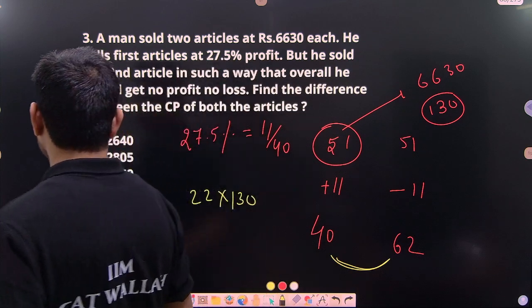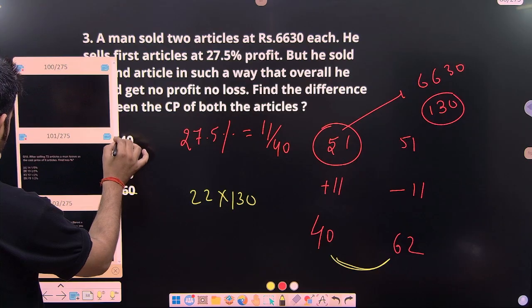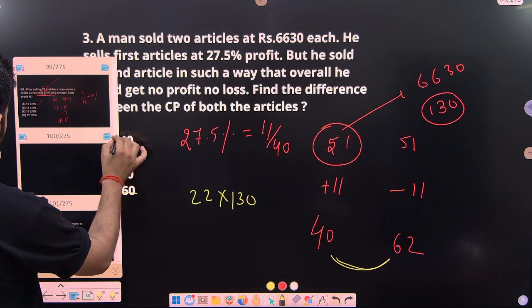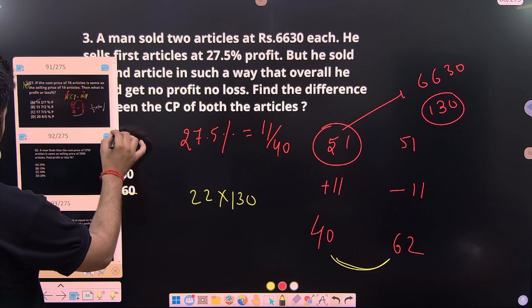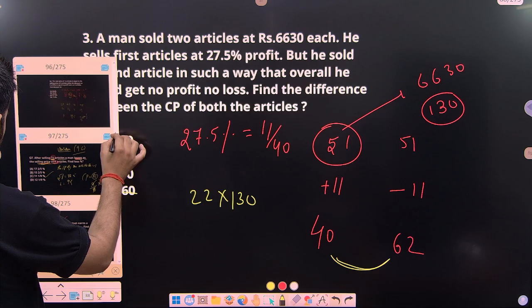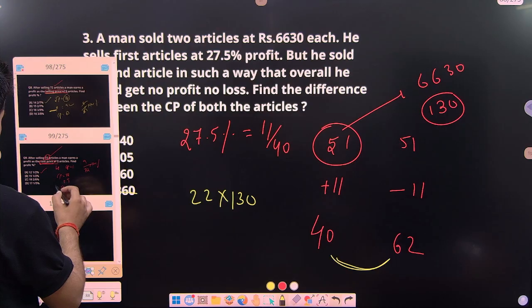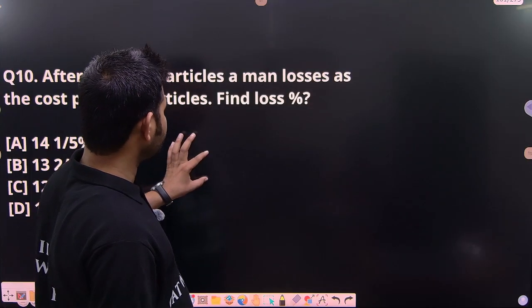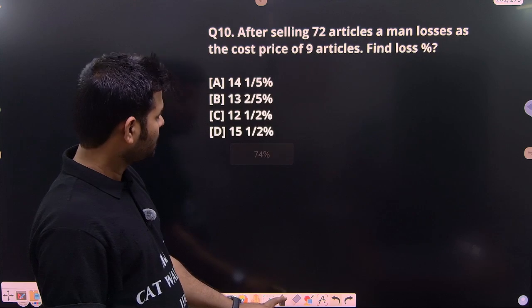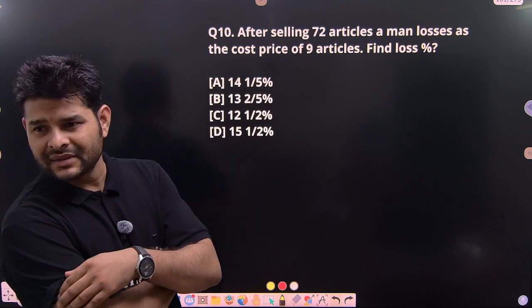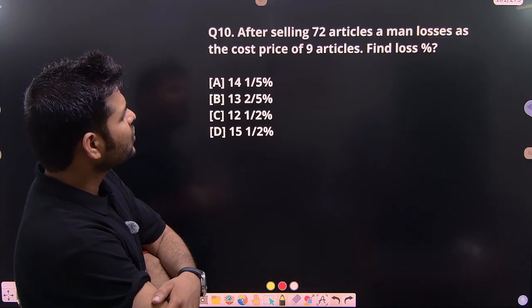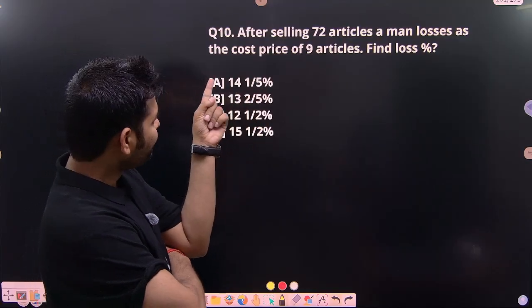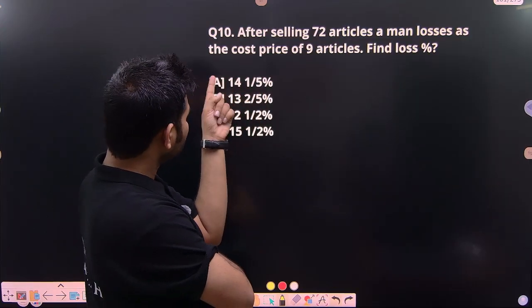Type 9, question 10 says, after selling 72 articles, a man loses the cost price of 9 articles. We have already discussed this type.